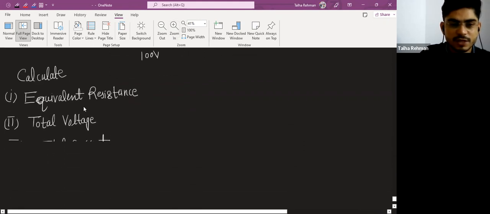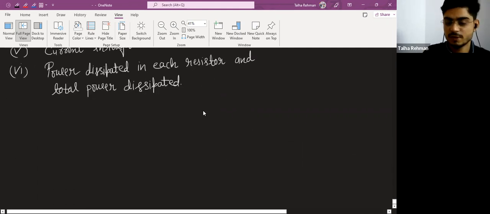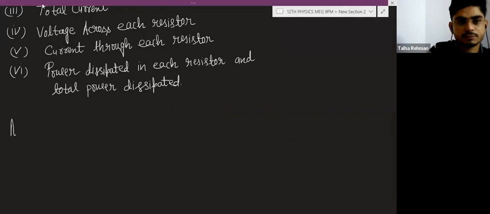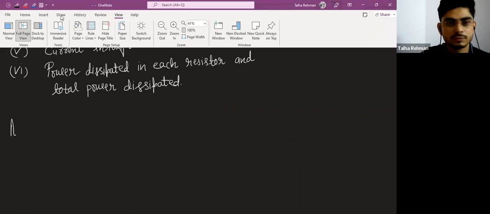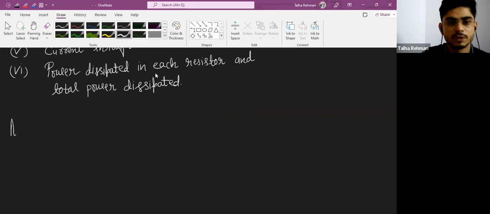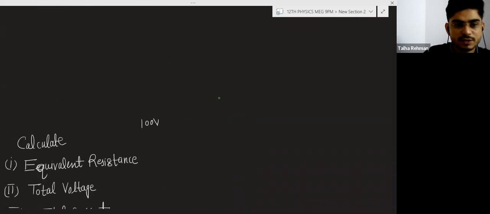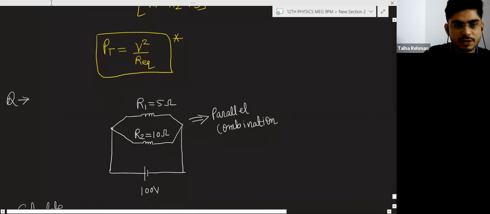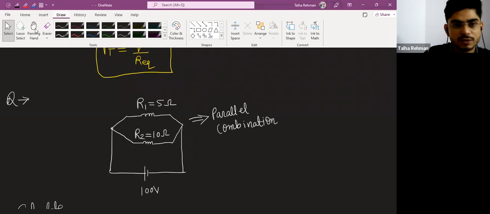Now, first thing is we have to calculate the equivalent resistance. Now, see. Just check your answers now and see the method that I am using here. They are asking the equivalent resistance, so I am just taking the circuit here, because at every moment there is a requirement of this circuit.